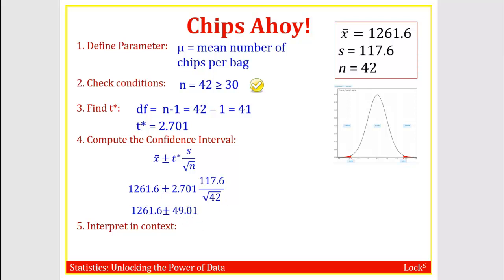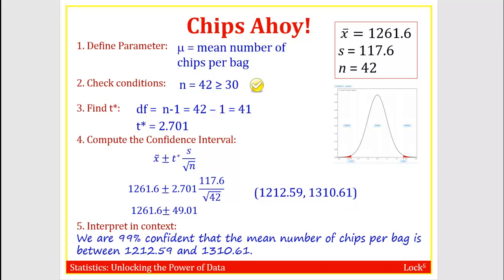Now I just add and subtract that margin of error from my sample mean, and that gives me a confidence interval that goes from 1,212.59 to 1,310.61. Finally, I write a sentence interpreting my confidence interval. I'd say, we are 99% confident that the mean number of chips per bag is between 1,212.59 and 1,310.61.